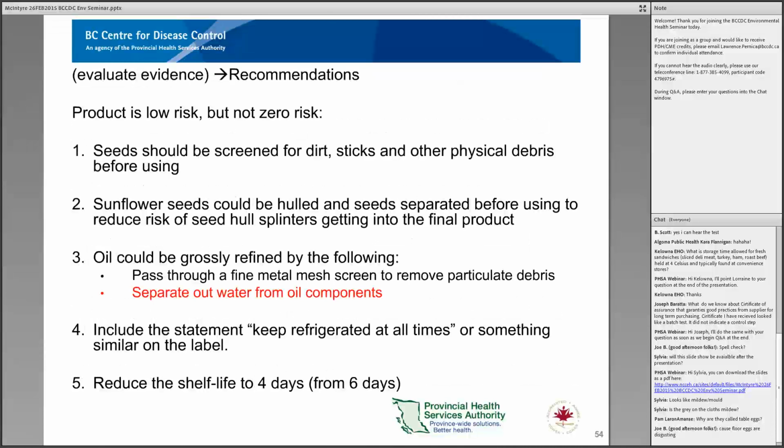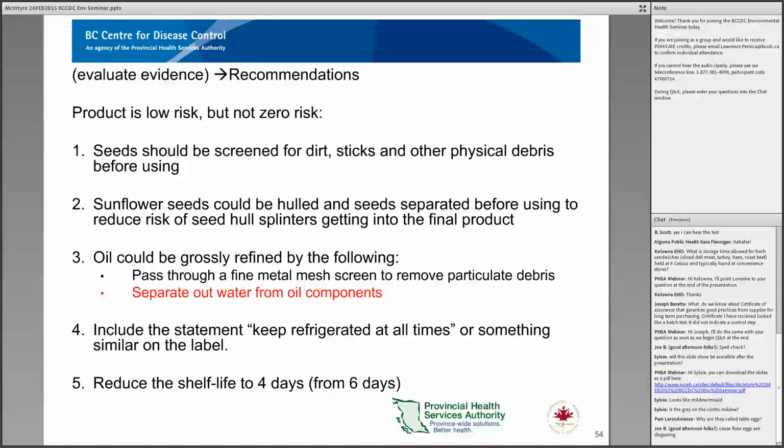So the recommendation that we gave is that the product was low risk but not zero risk. The seeds should be screened for dirt, sticks, and other stuff before using, and if they could possibly hull those sunflower seeds before putting them in the press extractor, that would be a good idea. And that they should at least grossly refine the oil by separating out the water. We also felt that they should have a statement on their bottle that said, keep refrigerated at all times. And just to be on the safe side, reduce the shelf life from 6 days to 4 days.